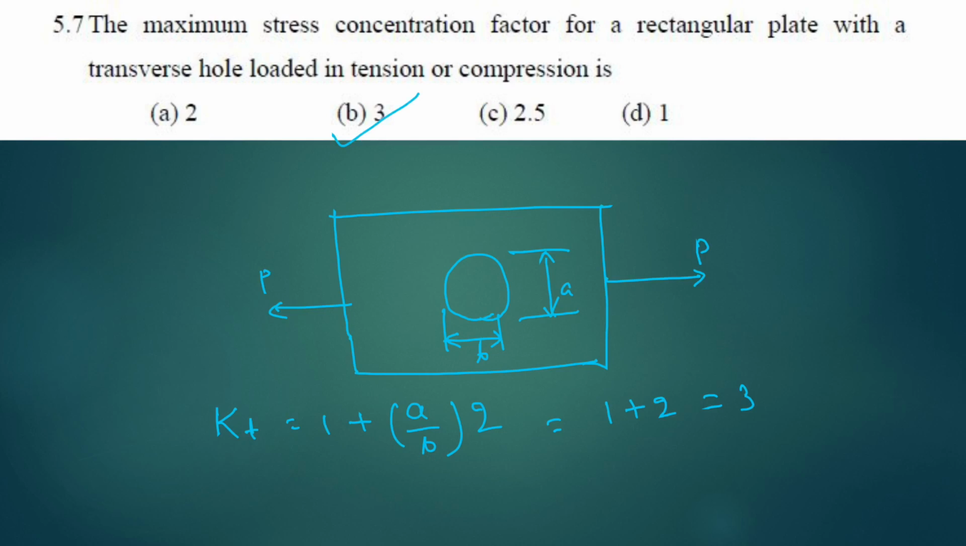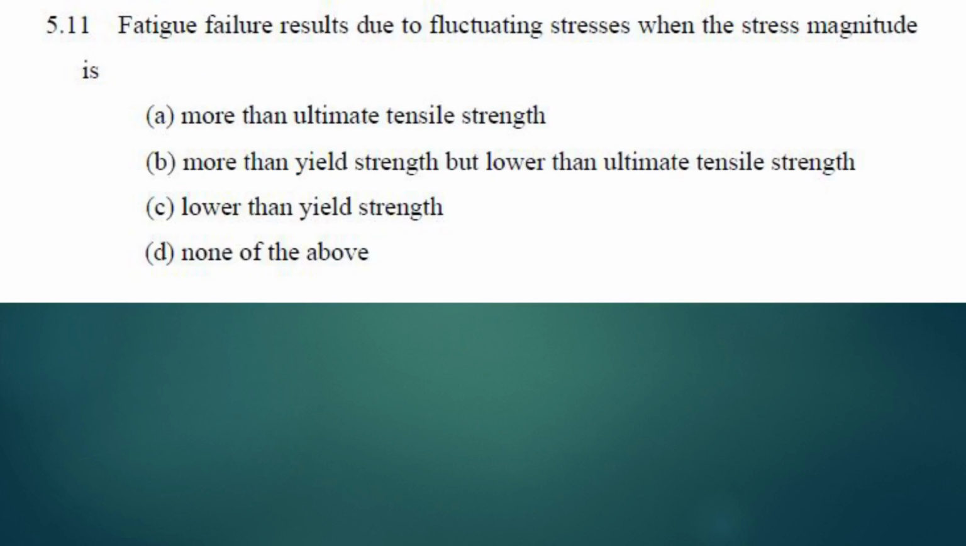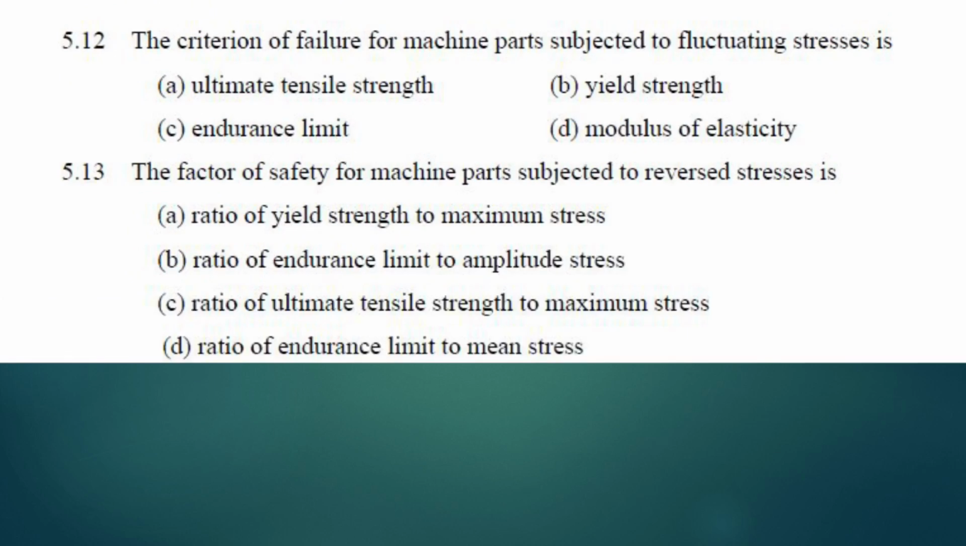Question: fatigue failure results due to fluctuating stresses when the stress magnitude is more than ultimate tensile strength, no. More than yield strength but lower than ultimate tensile strength. Answer is lower than yield strength. Question: the criterion of failure for machine parts subjected to fluctuating stress is its endurance limit.